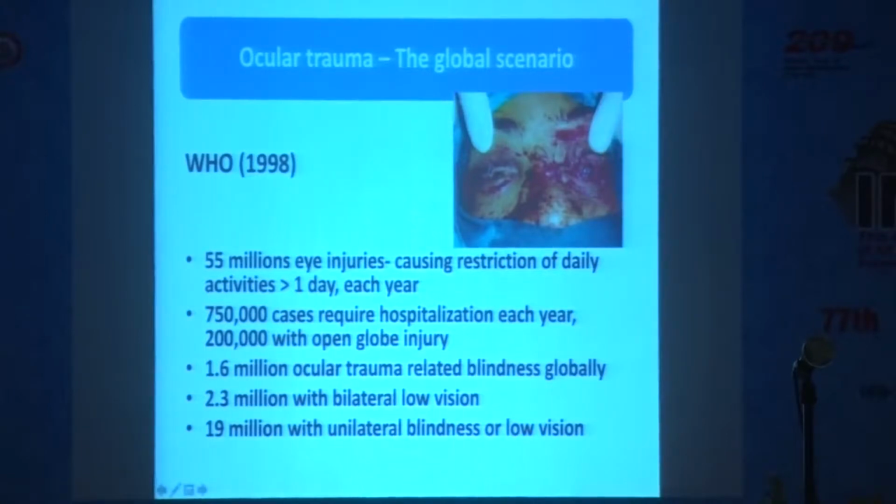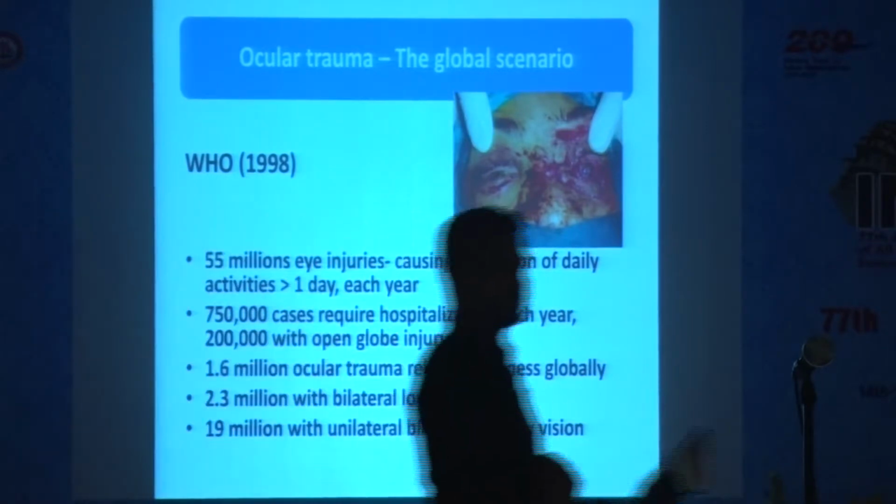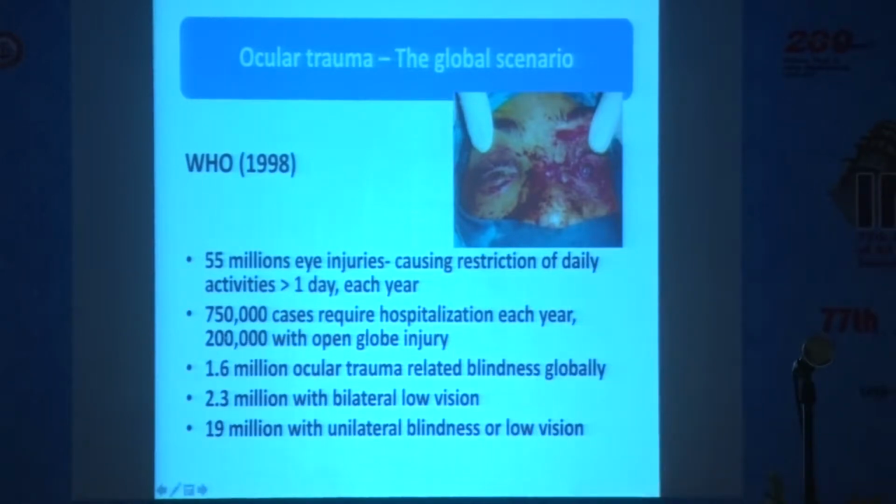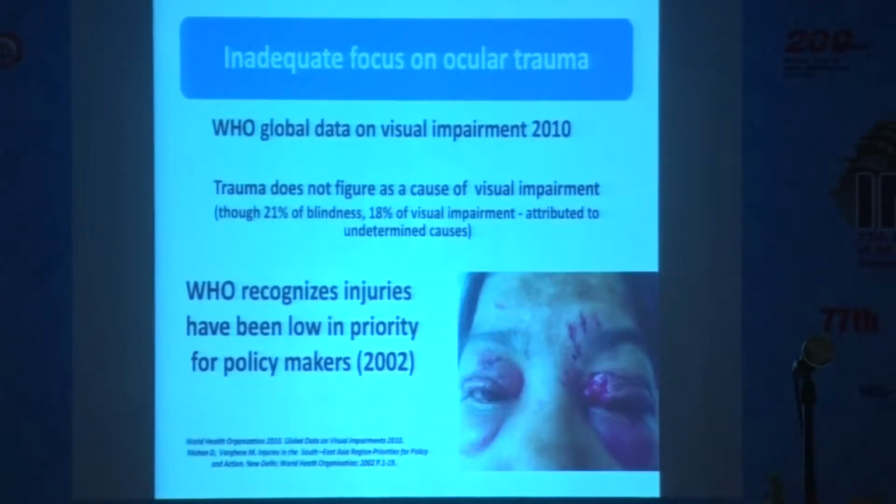We all know the global scenario and how important eye injuries are, but the figures speak for themselves. 55 million eye injuries causing restriction for more than a day, 750,000 cases requiring hospitalization, and 200,000 with open globe injuries globally every year. 1.6 million ocular trauma-related blindness globally, and 2.3 million with bilateral low vision. These are huge figures, and it just awakens us to the need of more focused effort in this field.